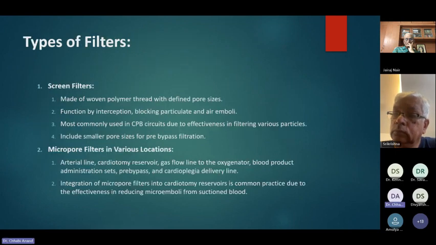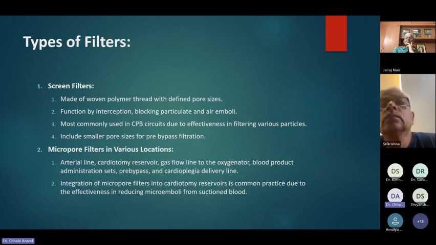Types of filter. Screen filters are made of woven polymer thread with defined pore size and function by interception, blocking particulate and air emboli. They are most commonly used in the CPB circuit due to effectiveness in filtering various particles, and include smaller pore size for pre-bypass filtration.